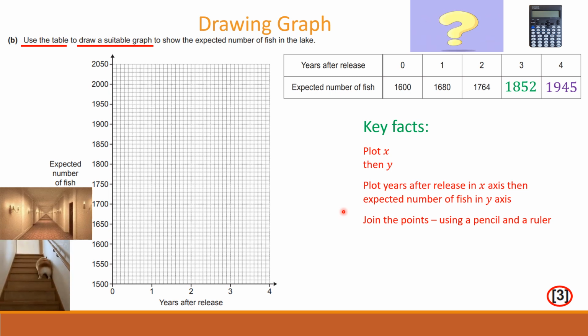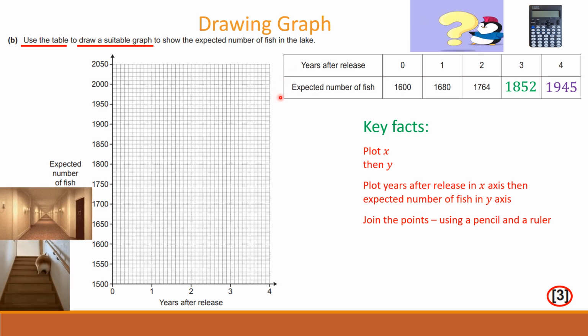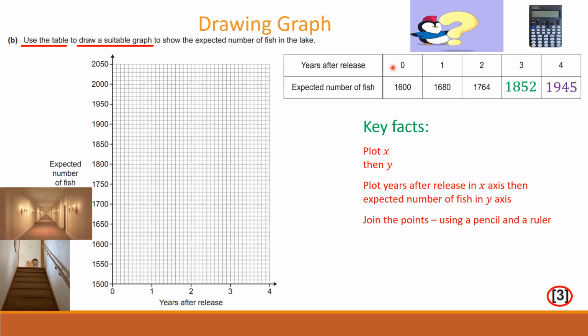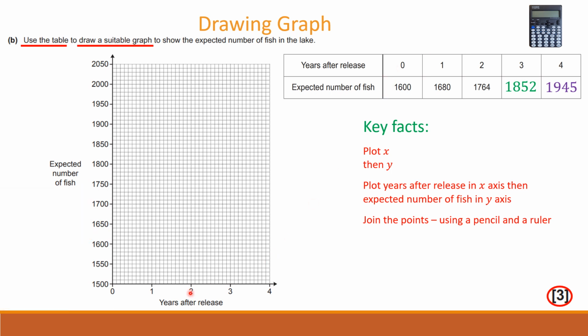Well done guys, hopefully you've managed to work out how to plot these points. You should have been looking at plotting the number of years after release against the expected number of fish. So to start with, we were plotting the coordinate 0 against 1,600. So across here we've got 0 years, and then we're going to go up the stairs, so up 1,600 to this point here, and then we put a cross.